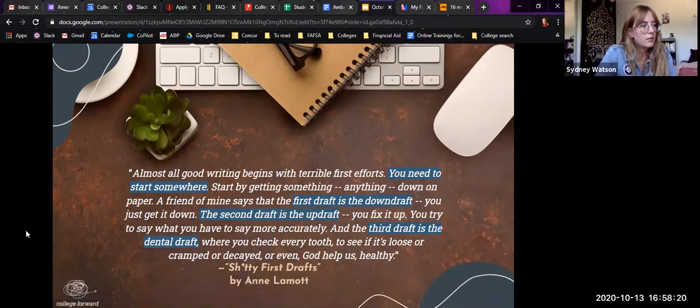And then this is a quote from a paper called Shitty First Drafts. It just says that almost all good writing begins with a terrible first effort. You need to start somewhere. So start by getting anything down on paper.